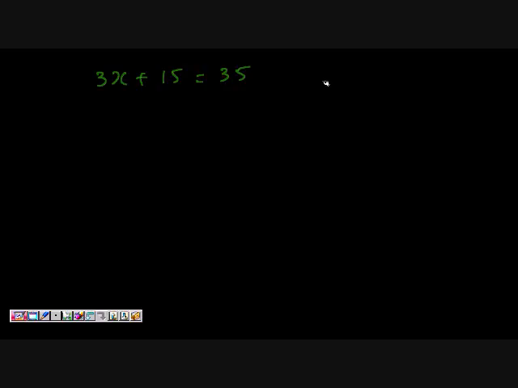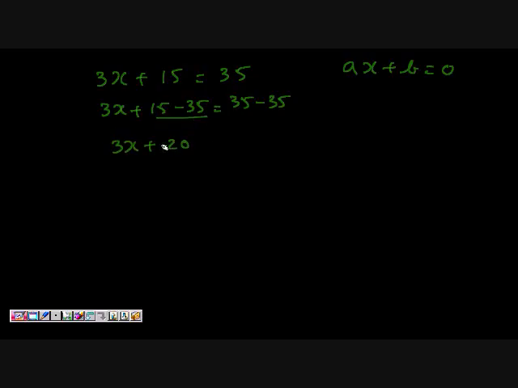So again, we know the general form of the equation, ax plus b is equal to 0. So we can try to bring this into general form. So subtracting 35 from both sides, 3x plus 15 minus 35. So 35 minus 35 is 0, and 15 minus 35 is minus 20. So 3x minus 20 is equal to 0. So in this case, a is 3 and b is minus 20.